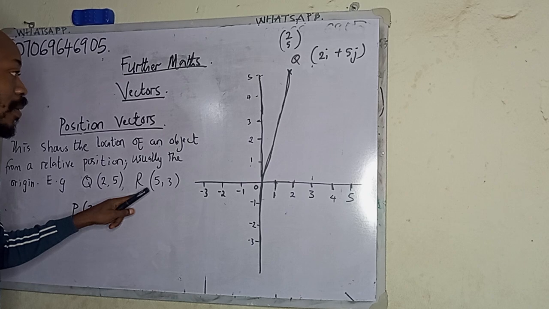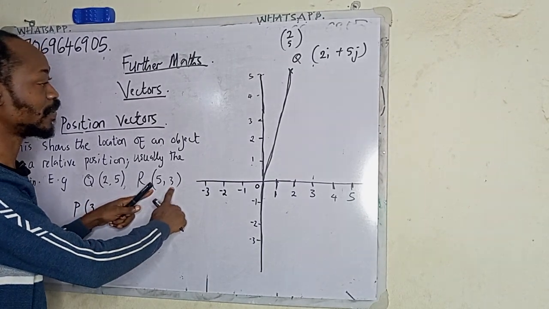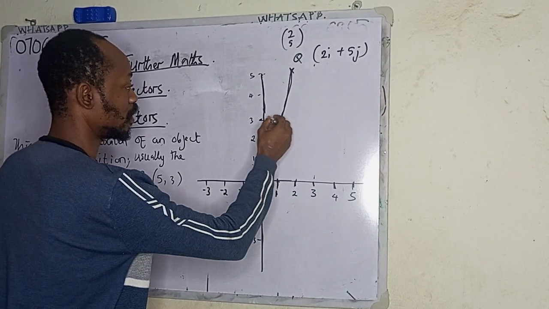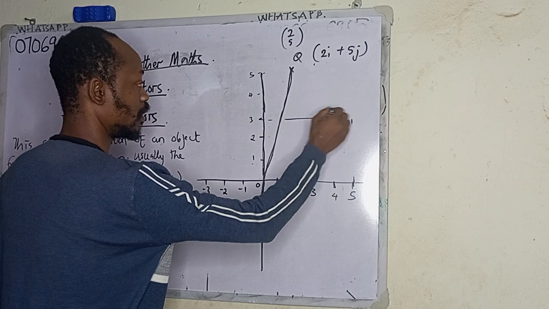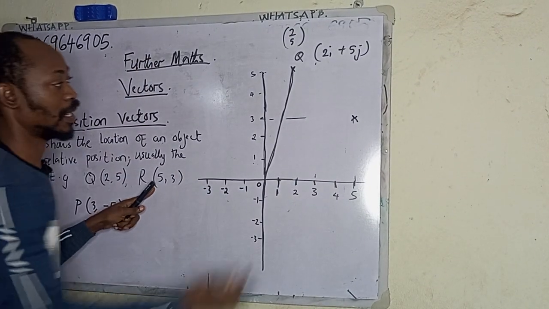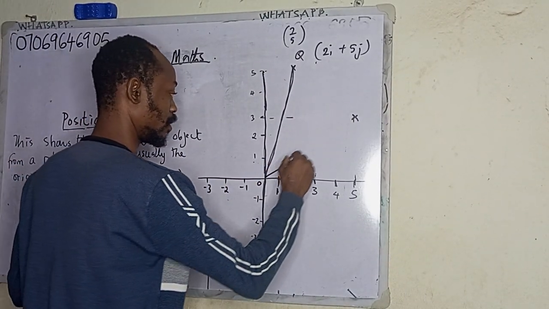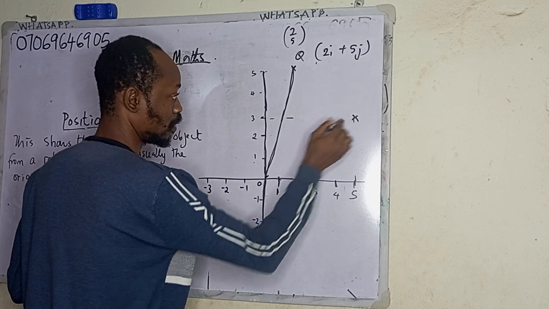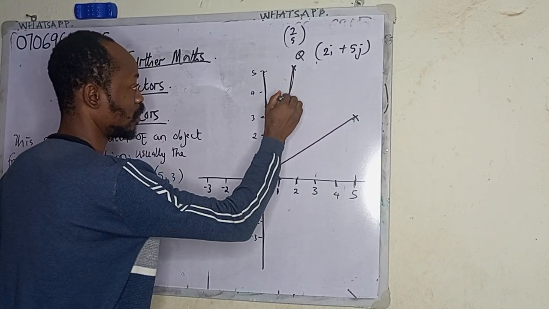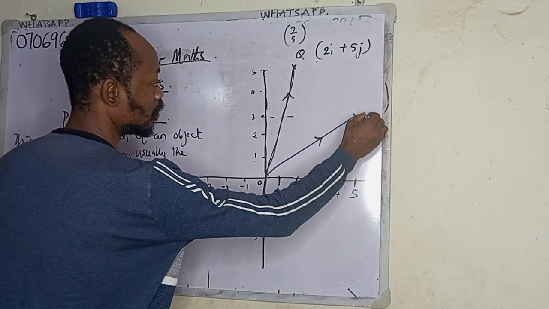Let's go to R. R obviously is 5 on the x-axis and 3 on the y-axis. So this is 5 on the x-axis, and this is 3 on the y-axis. So this is going to be our R. And like I said, it must be from the reference point, from the origin. So we must draw it all the way from the origin. Of course, it's from the origin, so it goes up. That is your point R.